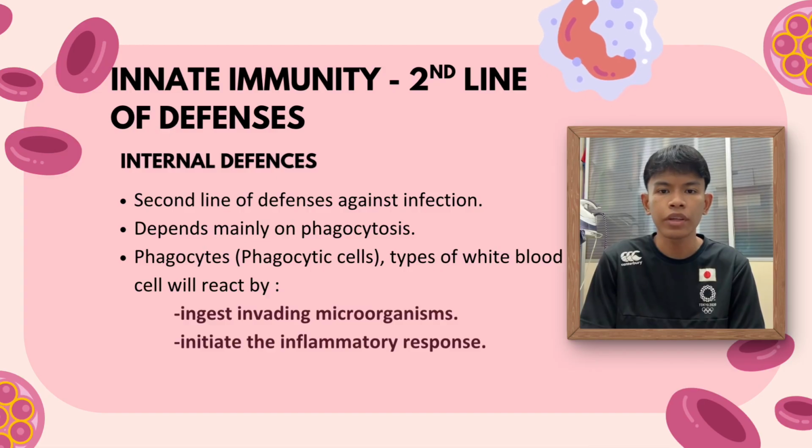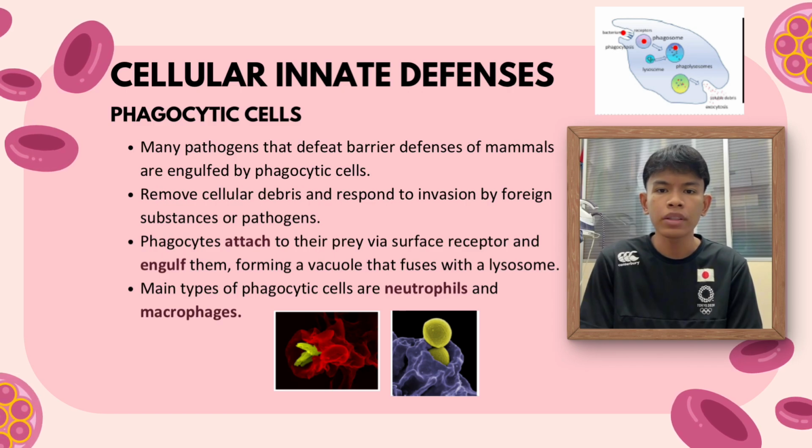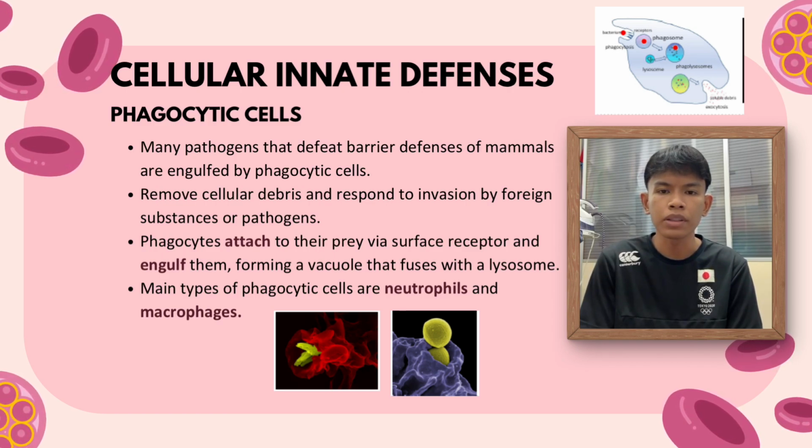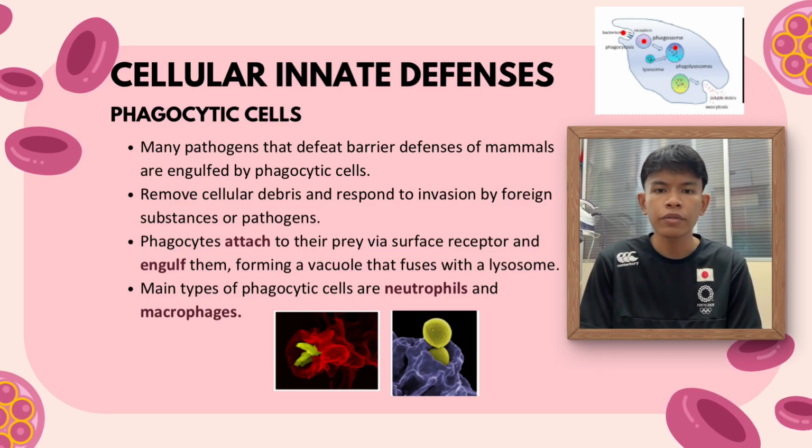Phagocytes, which are specific types of white blood cells, react to a breach by ingesting invading microorganisms and initiating the inflammatory response. When pathogens defeat the physical barrier defenses of mammals, they are often engulfed by these phagocytic cells. These cells serve to remove cellular debris and respond directly to invasion by foreign substances. They attach to their prey via surface receptors and engulf them, forming a vacuole that then fuses with a lysosome for digestion. The main types of phagocytic cells you should remember are neutrophils and macrophages.